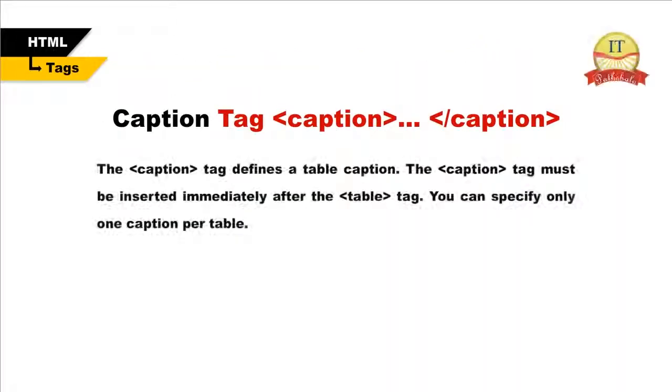Caption tag. The caption tag defines a table caption. The caption tag must be inserted immediately after the table tag. You can specify only one caption per table. Now that caption tag is used to assign a caption to a table. In the following example, we will learn how to create a table and assign a caption to it.